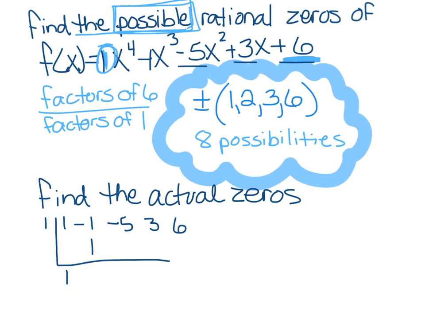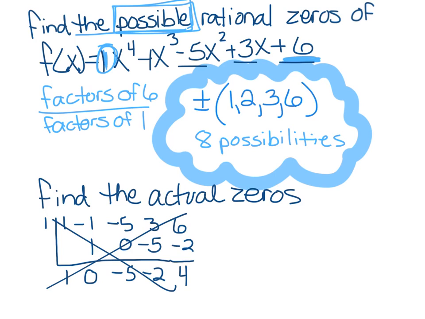Bring down the 1. 1 times 1 is 1. Negative 1 plus 1 is 0. 1 times 0 is 0. Negative 5 plus 0 is negative 5. 1 times negative 5 is negative 5. 3 plus negative 5 is negative 2. 1 times negative 2 is negative 2, and 6 minus 2 is 4, which is not 0, so 1 doesn't work. Try another one. We'll go with negative 1.